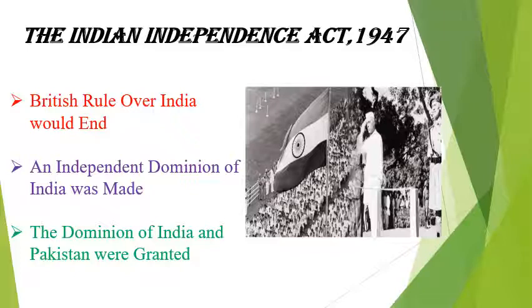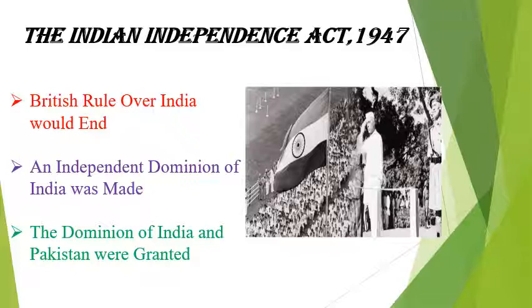Listen, students, first, the British rule over India would end with immediate effect. This is the most important feature of this act. Second, an independent dominion of India was made including the provinces under the British like Madras Presidency, then Carnatic, East Punjab, West Bengal, Assam, etc. Third one students, West Punjab, North West Frontier Province, Sindh and East Bengal would go to Pakistan. That means this region was included in Pakistan.